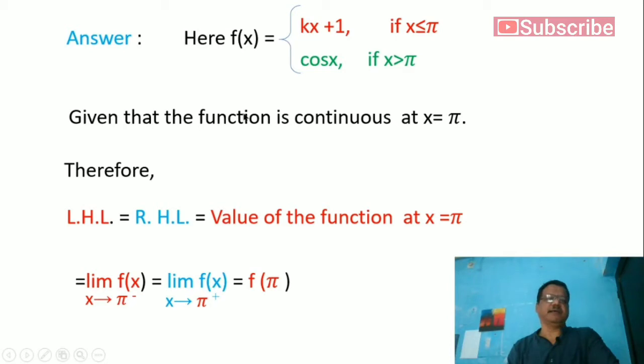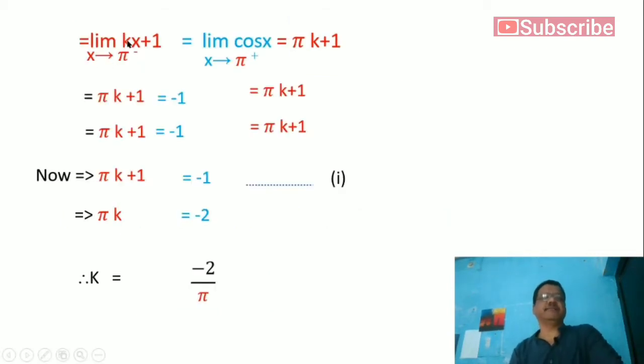Given that the function is continuous at x equal to pi. This much we got already. And we know left hand limit is equal to right hand limit, which is equal to the value of the function at x equal to pi. Then the left hand limit as x approaches pi from the left, then the right hand limit, limit as x tends to pi positive, f(x) is equal to f(pi). The value of the function we are going to find at pi. Then the limit as x tends to pi negative of kx plus 1, the limit as x tends to pi positive of cos x, according to the question equal to pi k plus 1. This is the value of the function at pi.